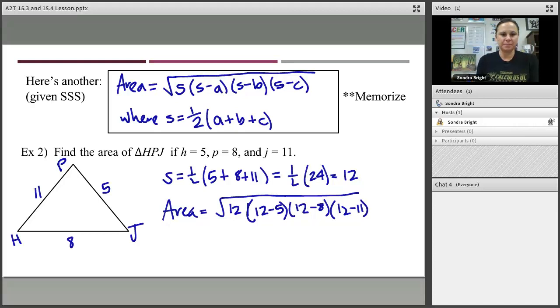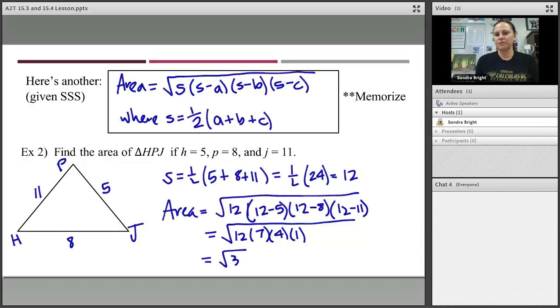And we can simplify those. You could just straight up put it all in your calculator. You just got to be careful with your parentheses. But we've got 12, and then times 7 times 4, and then times 1. Well, that makes it easier to put in there. So I end up getting the square root of 336, and when you go to round to 2 decimal places, I got 18.33.